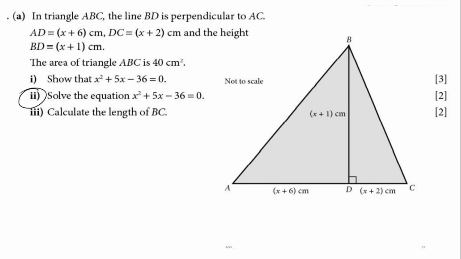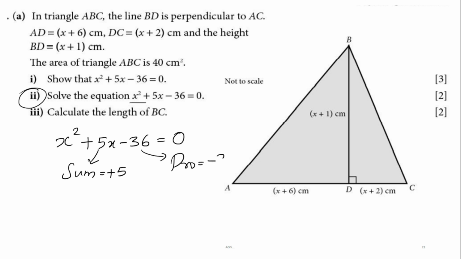Let's answer the second question. Solve the equation x squared plus 5x minus 36 equals 0. Now x squared plus 5x minus 36 equals 0. My sum here is 5 and my product is negative 36. So the two numbers that can give me a product of negative 36 and a sum of plus 5 will be plus 9 and minus 4. So I'm using the sum and product method here.